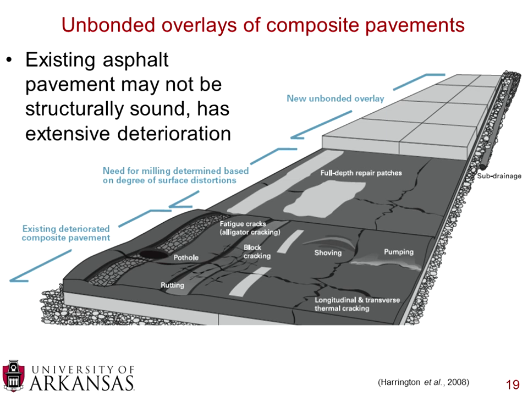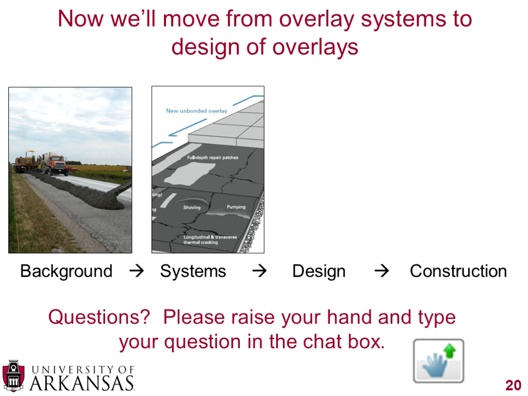Then the final slide, just like in the bonded case, the unbonded overlays of composite pavements. It's very similar, the composite pavements, to the asphalt pavements. You have these extensive distresses in the pavement system. You need to either mill to get rid of the distortions. You may do some full depth repairs, but then you can place the unbonded overlay on top of that. So those are just an overview of the 6 different systems they have, and you can see the very broad scope that's available depending on what sort of condition your pavement is in, depending on what the structural capacity of it is. That just gives you an idea of the systems.